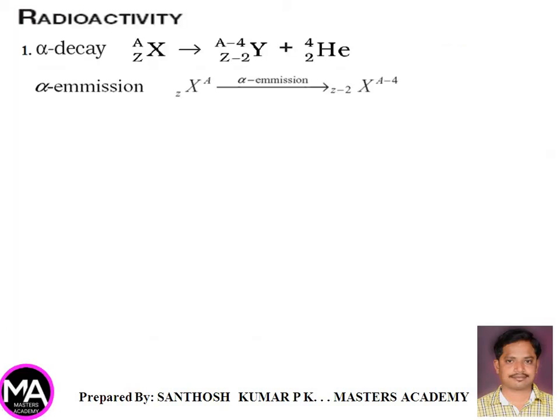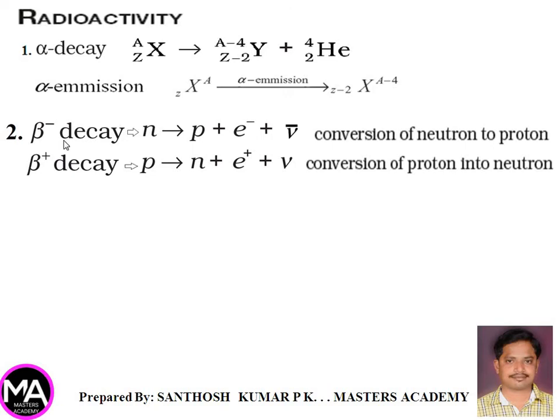Next, radioactivity. We know that there are three types of decay: alpha decay, beta decay, and gamma decay. In alpha decay, whenever a nucleus emits an alpha particle, which is represented by a helium nucleus, 2He4, the new element formed, which we call the daughter element, will have atomic number less by 2 and mass number less by 4. That is, whenever an alpha emission takes place, the atomic number is less by 2 and the mass number is less by 4.